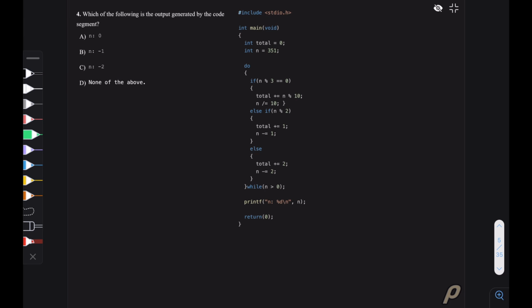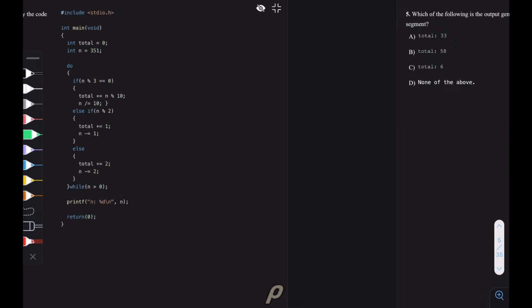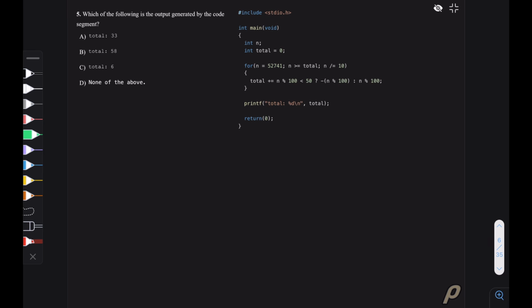Alright, question number 4. Which of the following is output generated? So this is the same code segment we used in the previous question, and if you go back to question number 3, after we trace it all through, you'll see that our n was in fact 0. So that is the correct answer for this question. Alright, question number 5, new code segment here.